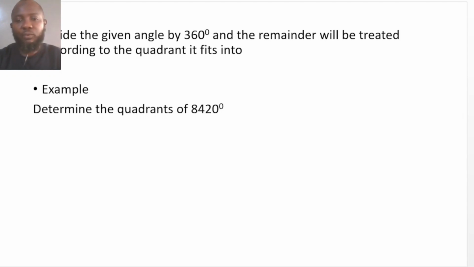In this example, you are asked to determine the quadrant of 8,420 degrees. You can see that 8,420 is very big. It's an angle that is greater than 360. So what we are going to do now is divide 8,420 by 360. I should pick my calculator here.